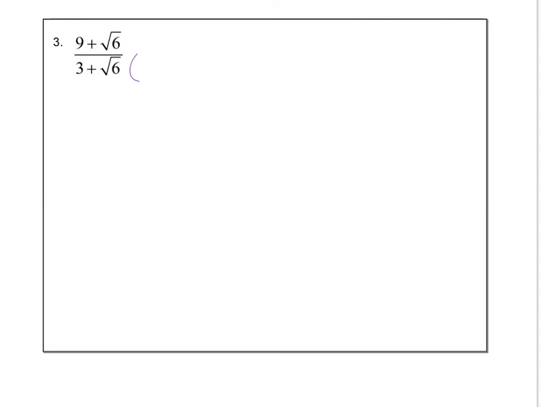So again, we're supposed to be multiplying the bottom by the conjugate. The conjugate would be 3 minus radical 6. Whatever you do to the bottom, you've got to do the same thing to the top. And then we're going to FOIL.